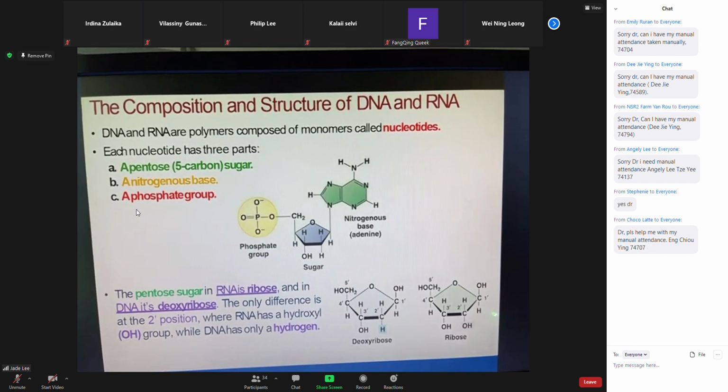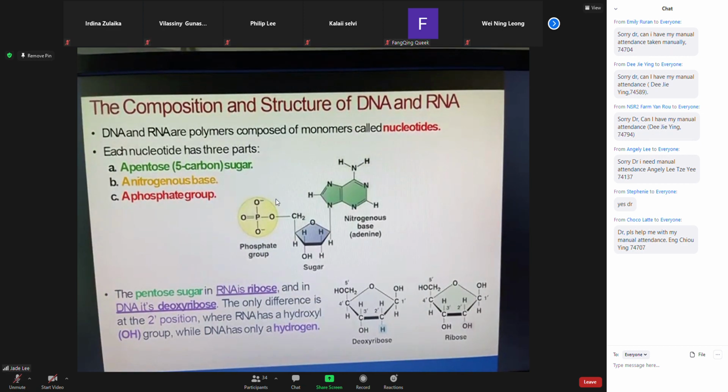You can see this one. Can you see this? Yes, doctor. That's the nitrogenous base. And you have the pentose sugar: 1, 2, 3, 4, 5. These are the 5 carbons here, and also one phosphate group. Can you see my laser pointer? Yes, doctor. Good.